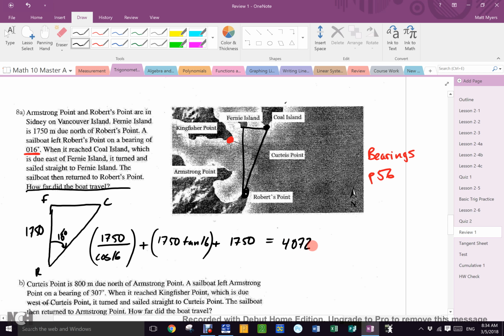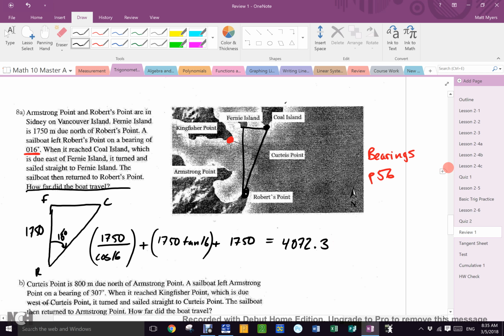4,072.0.3. Great, 0.3. Anybody corroborate that, or do I have to punch it all in? There are some people that actually did this question other than Aiden. Do you have that answer? Pardon? You didn't? Then I have to punch it in. Plus. That is what I got as well. So, Michael, do you understand where you had your error?